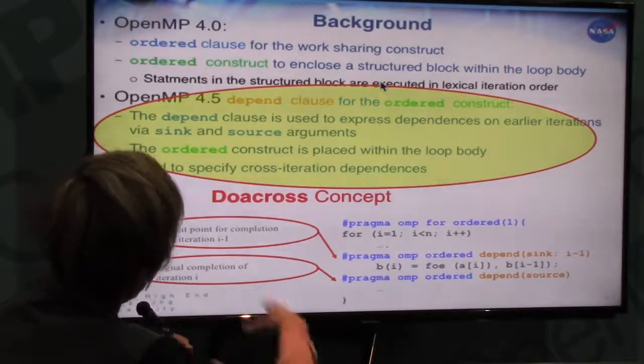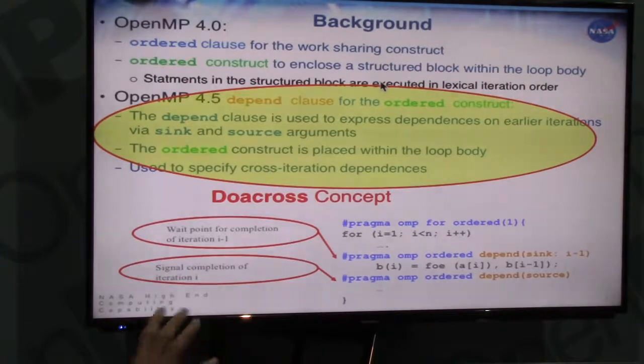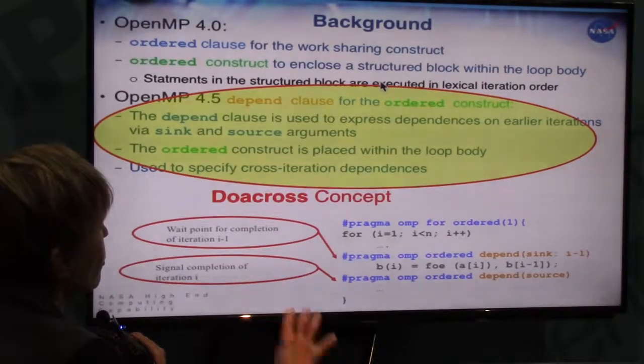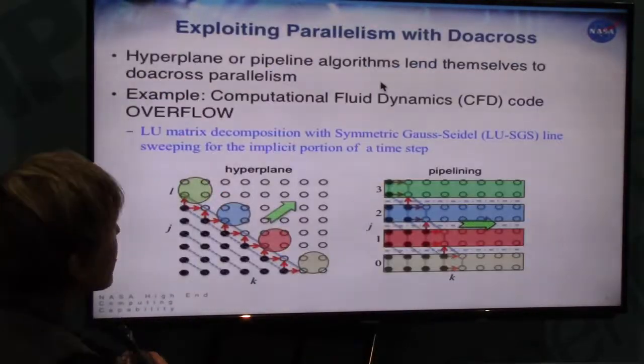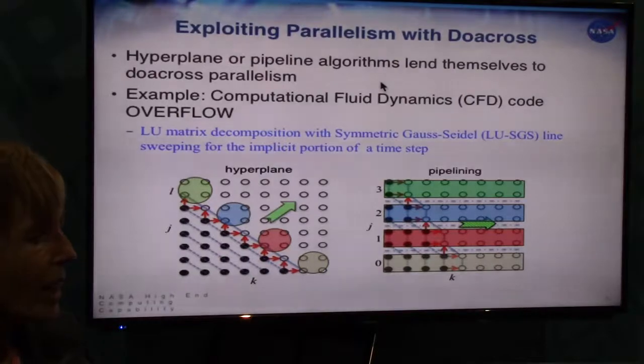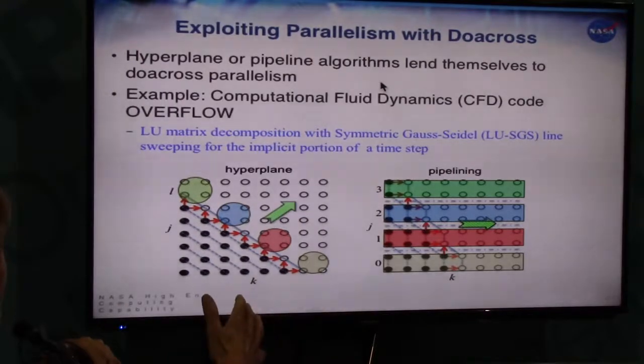This whole combo of the ordered construct together with the depend clause and the sink and source arguments, that's what's commonly referred to as the Doacross concept. So why would one want to have such an exotic thing? Well, that comes in handy for parallelizing algorithms that walk through the data in a hyperplane or pipeline fashion.